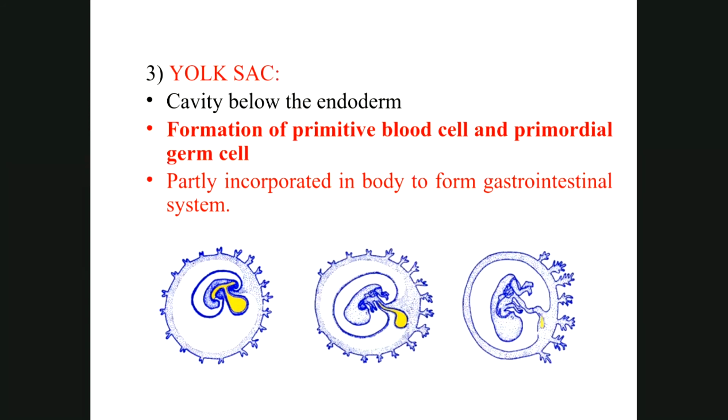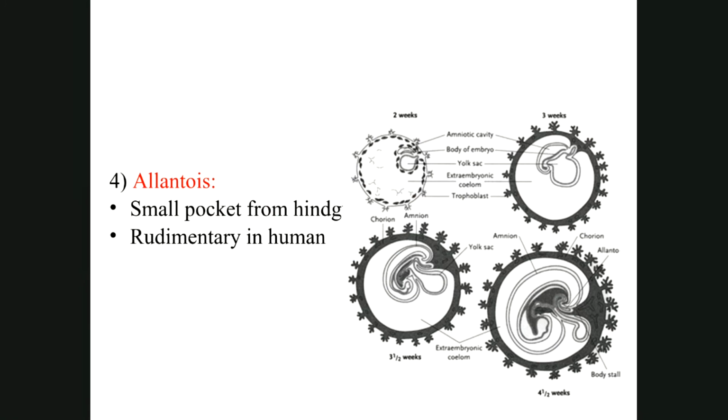So this is the importance of knowing the yolk sac: it gives rise to part of the gastrointestinal system, or GIT. So this is what we have about the yolk sac. The allantois in humans is a small pocket and it is rudimentary. Just for the sake of mentioning, it is one of the membranes, but it is rudimentary in humans, and it's a small pocket.